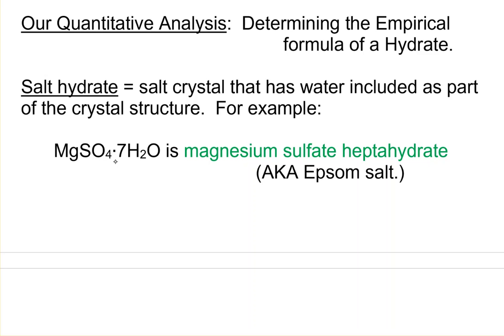That is a raised little dot there. And then the number, this gives you the ratio, 1 magnesium sulfate per 7 waters. Look how we name it. 7 is hepta. And the thing to note is that a salt hydrate is not wet. It does not appear wet.